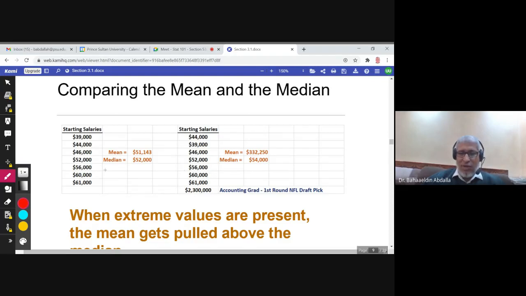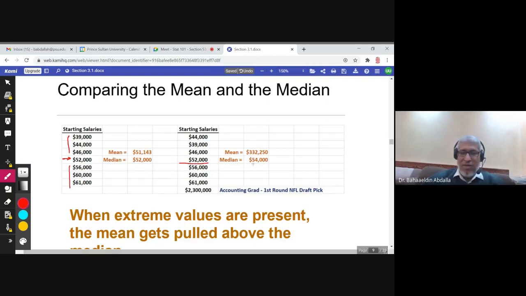If you remember, the median is the number in the middle. With 7 salaries, it is the number in the middle because you have 3 above and 3 below, especially if the data is sorted like here. So the median is 52. But if you have 8 numbers, then the median cannot be 52 anymore. It would be in the middle between 52 and 56. So if you add 56 plus 52,000 over 2, you will get 54.